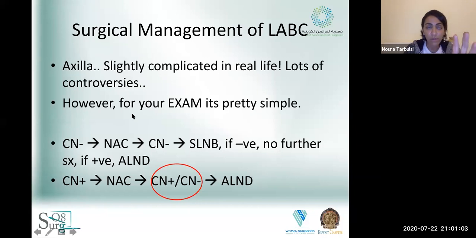So, locally advanced breast cancer, first step is neoadjuvant treatment, followed by surgery. If the patient is a good candidate for breast conserving surgery after neoadjuvant, we do a lumpectomy. Otherwise, we do a mastectomy. Axilla. Patient started off with negative axilla, got the chemo, she's still negative, she gets the sentinel, it's negative, no further surgery, it's positive, dissection. If the patient started off with positive disease in the axilla, for the exam, even after neoadjuvant chemotherapy, regardless of the response, we proceed with axillary lymph node dissection.